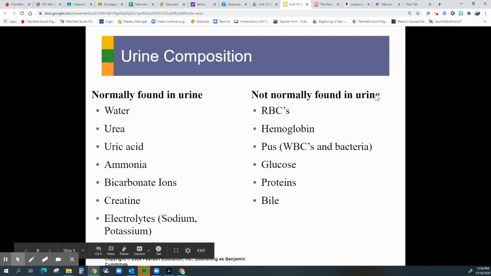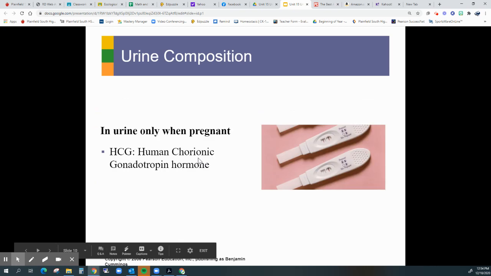Things we should not find in urine, and if we find them, then we know that we have some sort of an issue. Red blood cells should not be in there because they're too large to pass across the Bowman's capsule. Hemoglobin, so any parts of blood. We shouldn't see any white blood cells or bacteria or pus. That tells us we have some sort of urinary infection, or kidney or bladder infection. Glucose should not be found in there unless you've got some sort of issue with diabetes. Proteins as well should not be found in it, and bile is another thing. So if we find any one of these in urine, we tend to wonder if the person has some sort of an issue someplace.